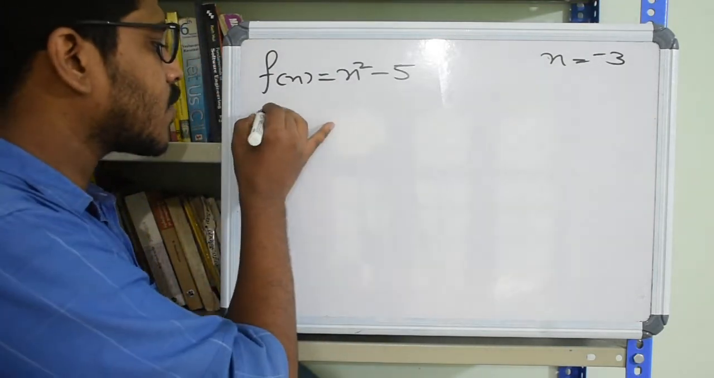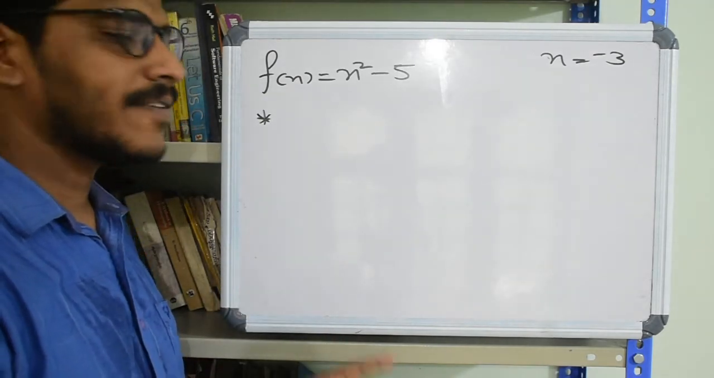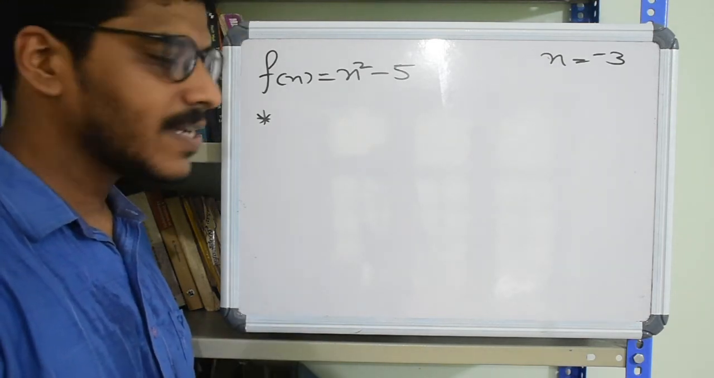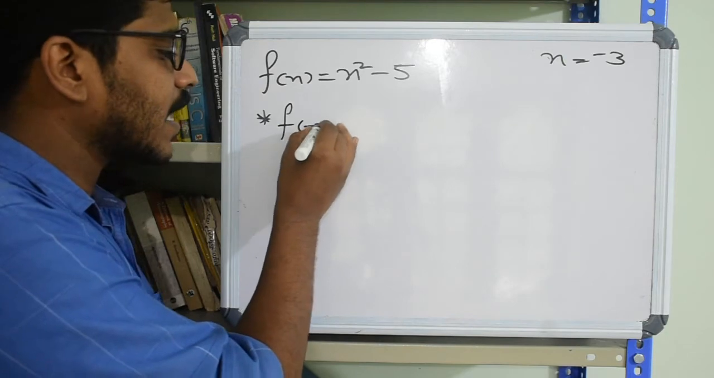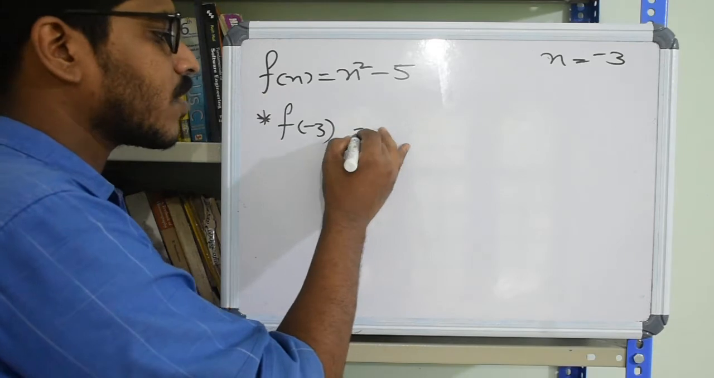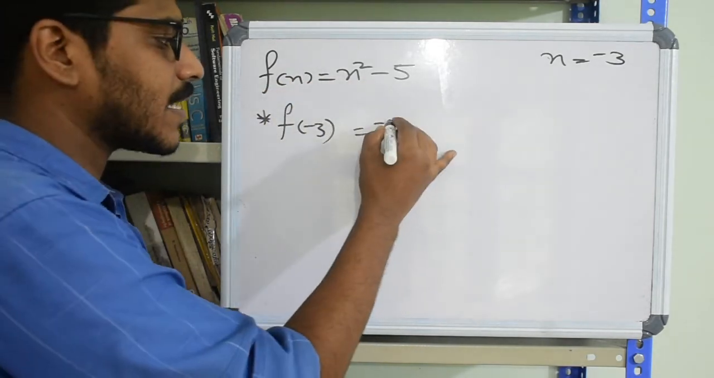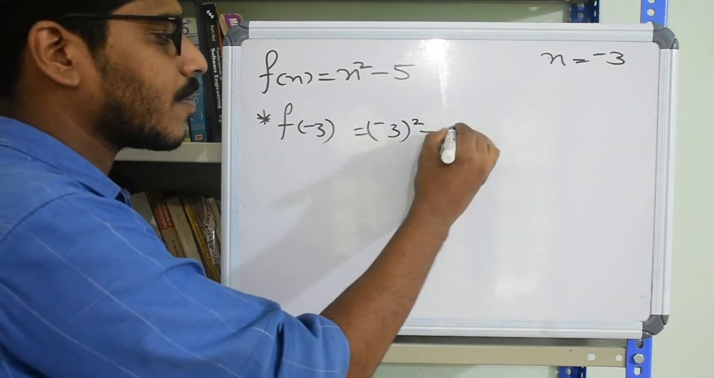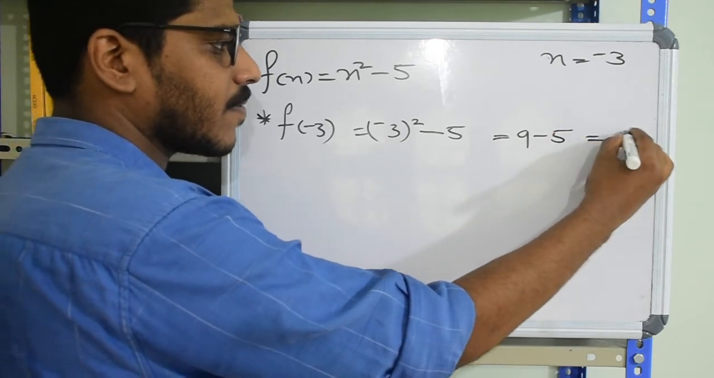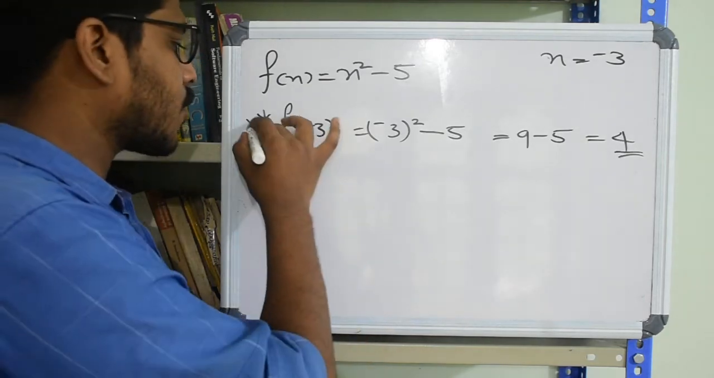Right. So remember, what were the three parts of continuity? The first one was that the function has to be defined at that particular point. Here the particular point is minus 3. So f of minus 3 has to be well defined as a real number. Let's examine what f of minus 3 is. f of x equal to x square minus 5, so f of minus 3 is minus 3 whole square minus 5, which is 9 minus 5, 4, which is a well defined real number. Right, so the first property holds.